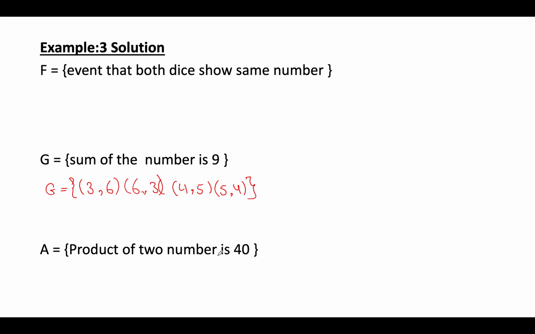How about getting the product of two numbers is 40? If you notice, the highest number on the die is 6. So the highest product possible in this experiment is 6 times 6, which equals 36. And since 36 is less than 40, there are no two numbers that multiply by each other to give the result 40. So here A is an empty set, or phi. All right.